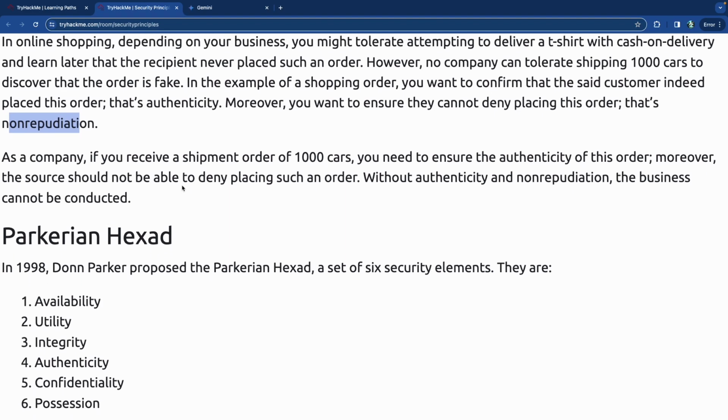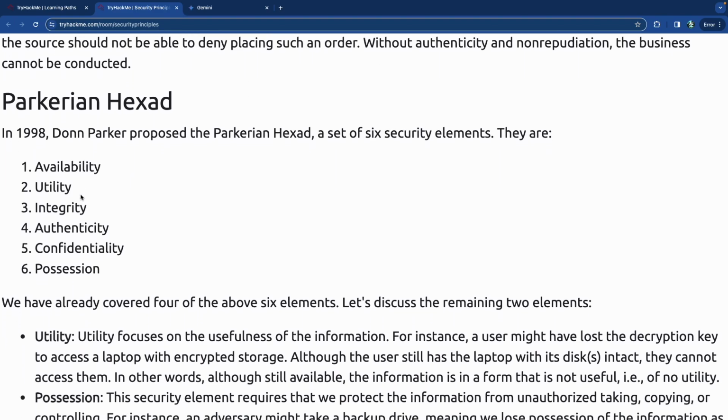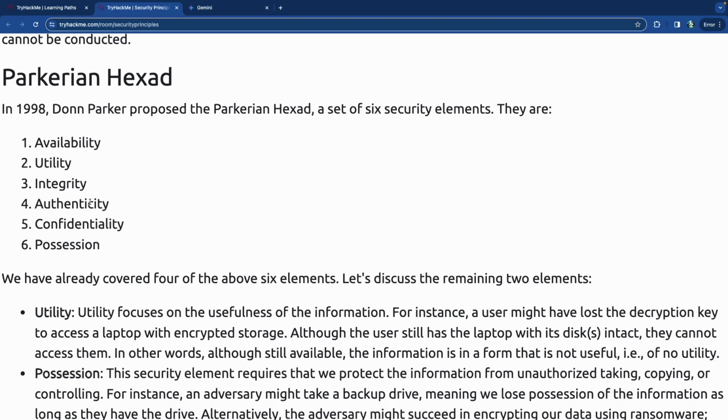As a company, if you ship a shipment order of 1,000 cars, you need to ensure the authenticity of this order. Moreover, the source should not be able to deny placing the order. Without authenticity and non-repudiation, the business cannot be conducted. This is an example. Parkerian Hexad.